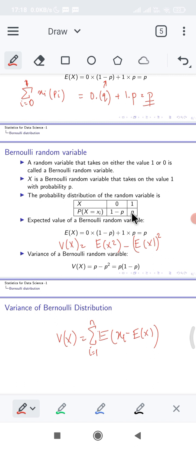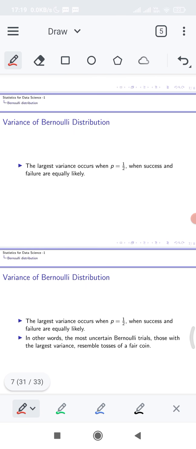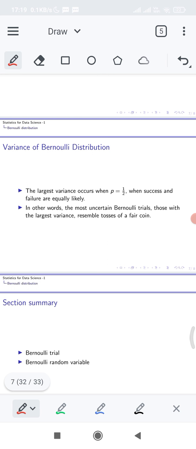It is probability p. When we square this, our values will remain the same, and the probability corresponding to it will remain the same. So E[X squared] will be p, and the variance will be p minus p squared, and we will get p into q. We can write it like pq. Okay, so this is all about Bernoulli trials.